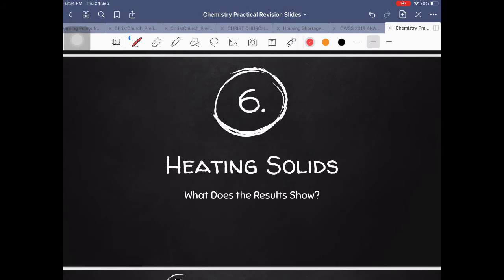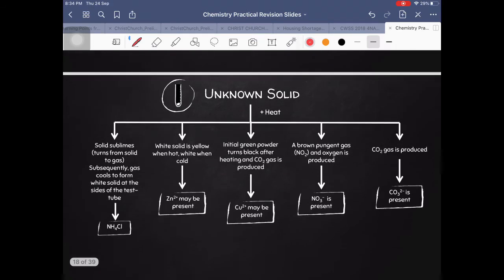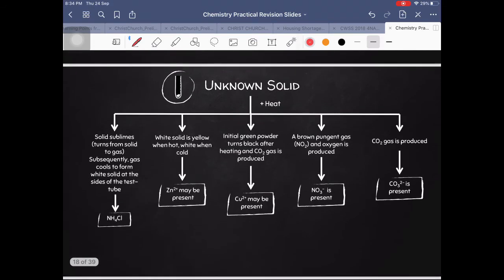Let's move on with heating of solids. If you have an unknown solid and you are required to heat strongly or gently, you will observe a few of the following observations. If the solid sublimes, so from solid it turns to gas, and the gas subsequently cools to form white solid at the sides of the test tube, this unknown solid is ammonium chloride.